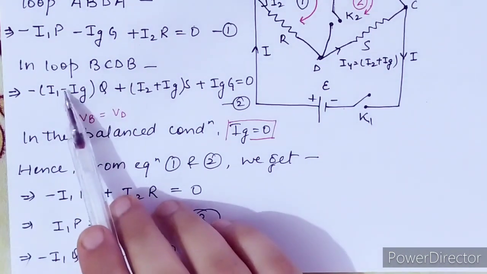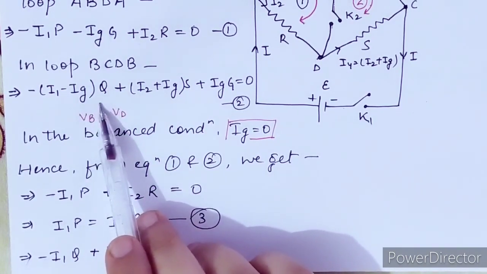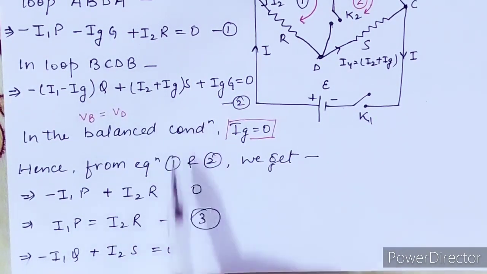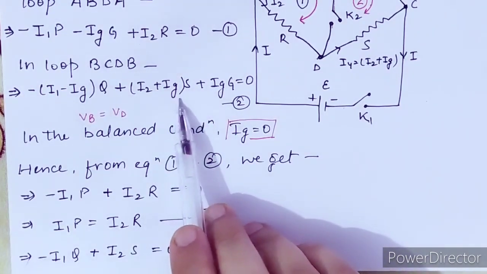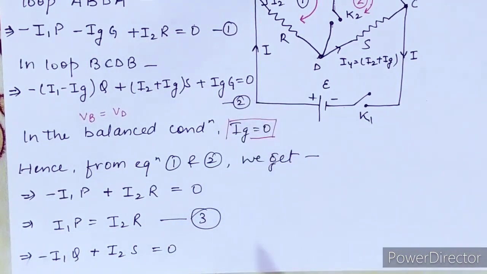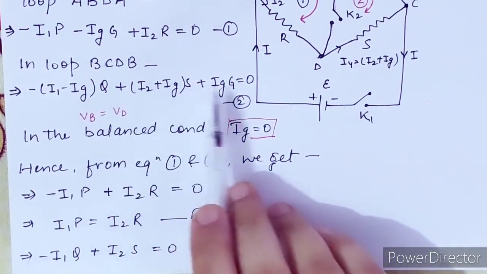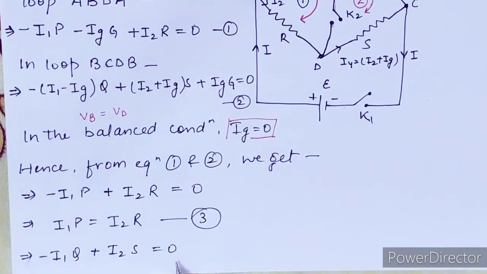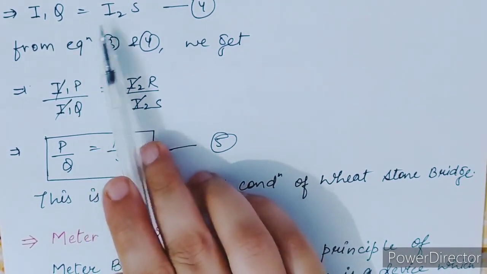Now again going through equation number 2: minus I1 into Q, plus Ig into Q. Ig is 0 for the balance condition, so this term becomes 0. Plus I2 into S, plus Ig into S, where Ig is 0, plus Ig into G, this will also be 0, equals 0. So the remaining terms are minus I1Q plus I2S equals 0. Then evaluating this, the equation is I1Q equals I2S.